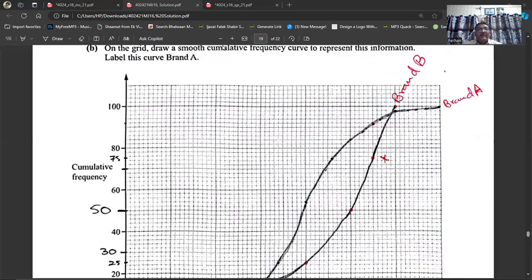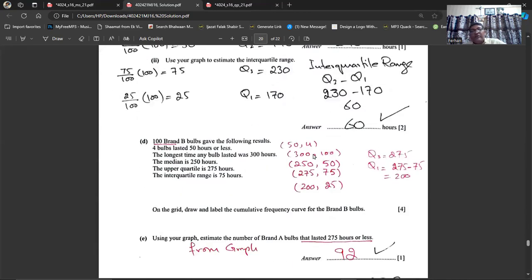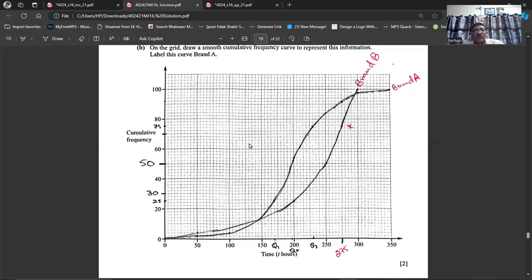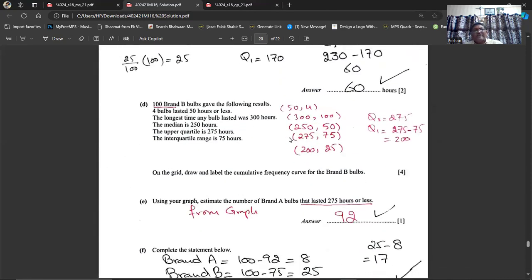So I will plot those points: this point, then this point, then this point, then this point, and this point. You can see when I plotted these points, I joined them with a curve. So this is the cumulative frequency curve for the brand B. If you have a hard copy of this paper, you can plot these points and then join them. These are the points. I hope you understand this.